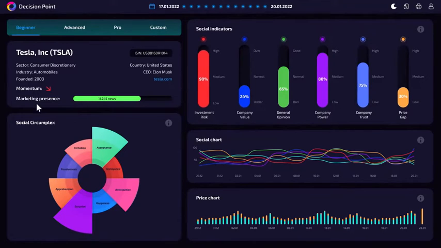Then below the momentum indicator, you can also see the marketing presence indicator, which is really simple. As a user, I'm able to observe how visible a company is in the market. Based on the visibility rate, we can go through a lot of conclusions, such as understanding the brand image from a quantitative point of view, meaning we can understand how much the company has been talked about. The bigger the number, of course, the wider the audience.